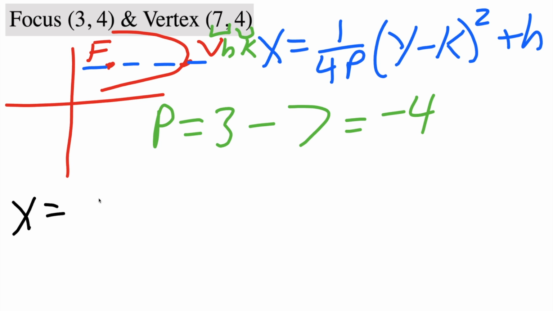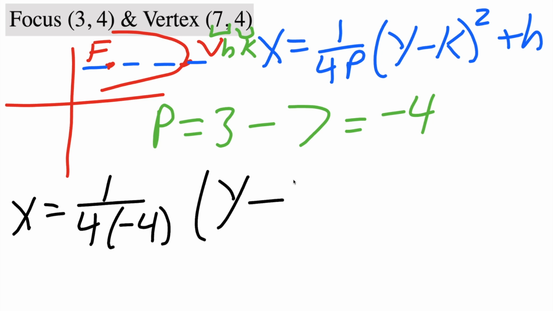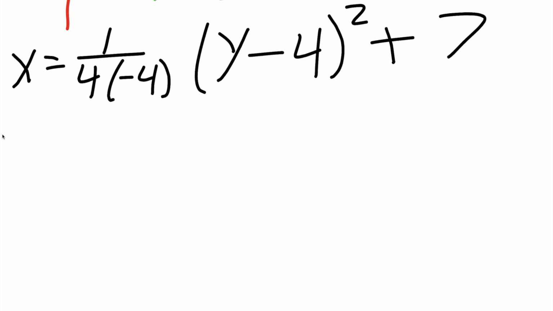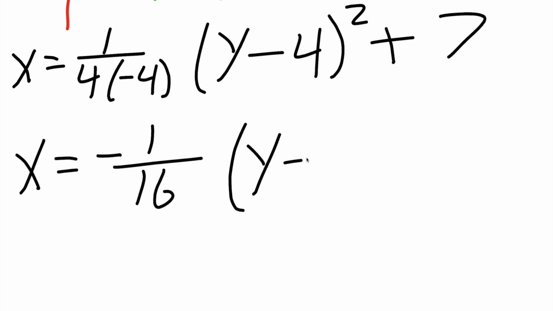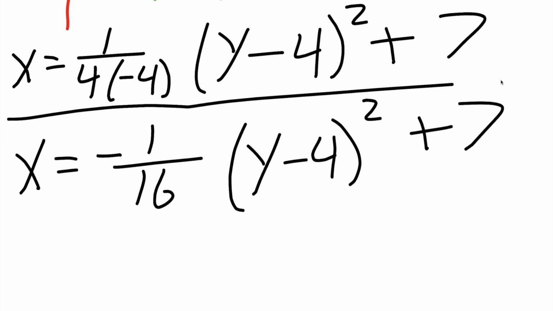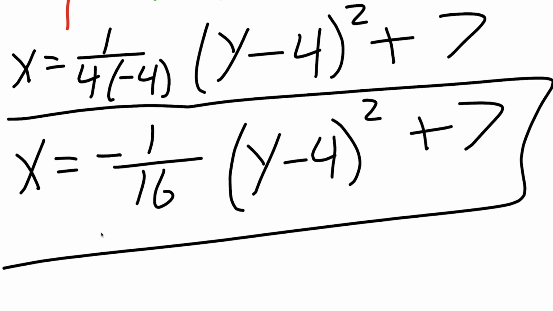So x is equal to 1 divided by 4p. P is negative 4, close parentheses, parentheses, y minus k. K is positive 4, so we put minus 4 squared plus h. H is positive 7. So just one step to clean it up. So x is equal to 4 times negative 4 is negative 16. So we get negative 1 divided by 16, parentheses, y minus 4, close parentheses, squared plus 7. And we can box in this answer. And that's all we need to do to write an equation of a parabola given the focus and vertex.